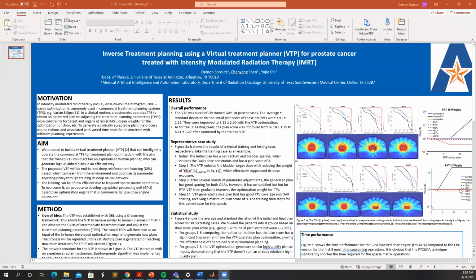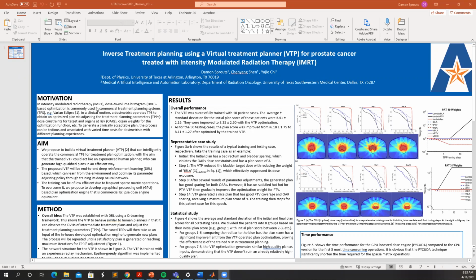Hello, today I will be talking about inverse treatment planning using a virtual treatment planner, VTP, for prostate cancer treated with intensity modulated radiation therapy, IMRT. IMRT is another type of external beam treatment where we know what we want the dose to be. So we'll inverse weight, and we'll weight the actual beam. The beam is divided into different pixels, also called beamlets.